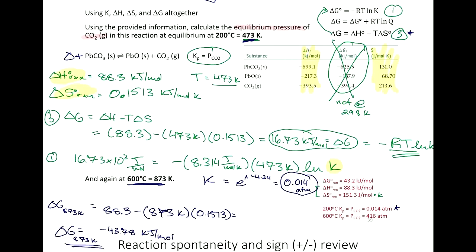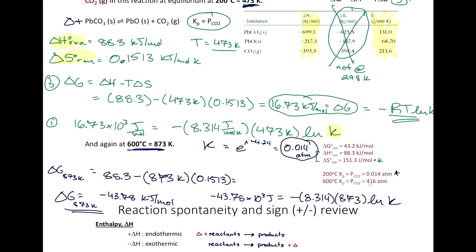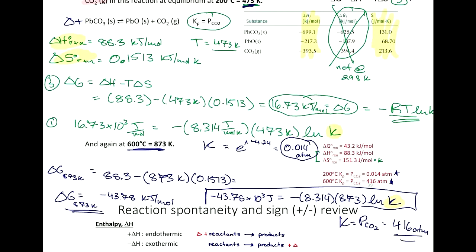So we calculated delta G. We want to plug that into not equation 3, but equation 1 in this case. But make sure delta G is in joules instead. So negative 43.78 times 10 to the 3 joules equals negative R, 8.314, times temperature 873, times ln K. When we solve for K, we do in fact get a large number. Remember, K is equal to the equilibrium pressure of CO2. And you get a really large number, 416 atm. So we have a ton of CO2 at equilibrium, because now delta G at this temperature is a negative value. The forward reaction is spontaneous.